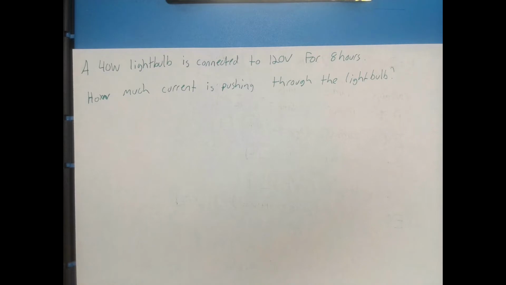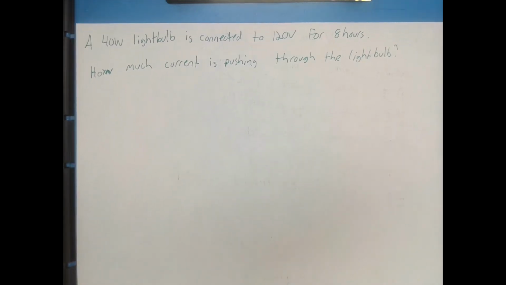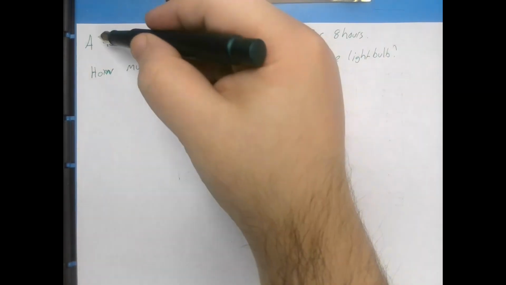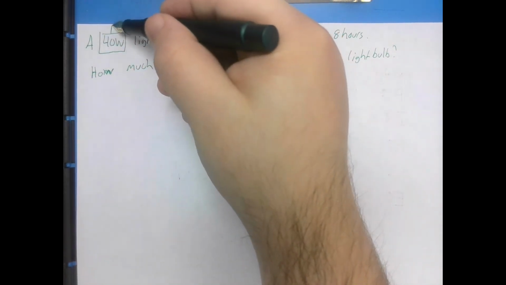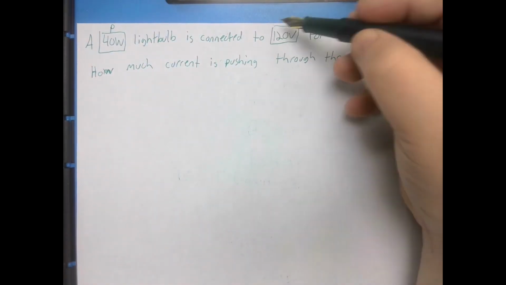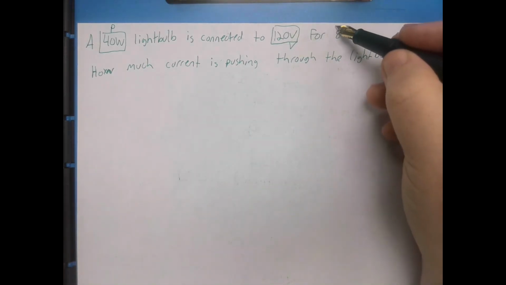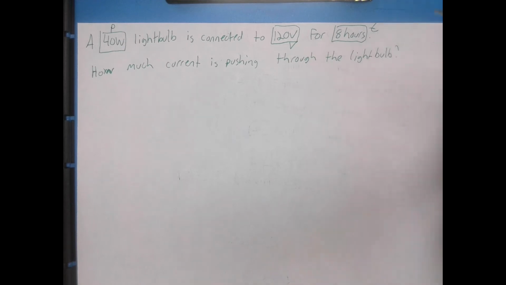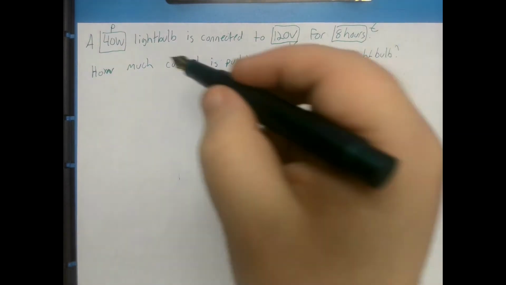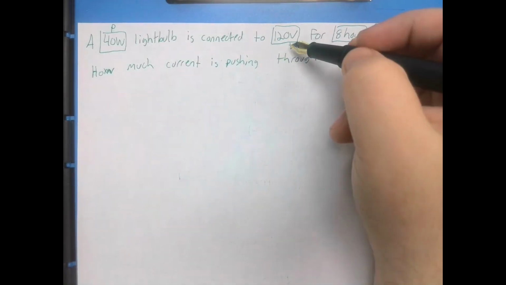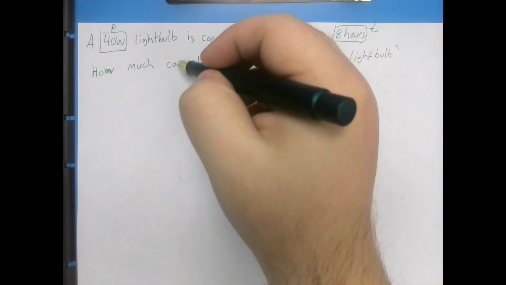So what will the equation be? Which equation will we use? So we're given power and we're given voltage. We're also given time. So we have power and voltage and we're looking for current.